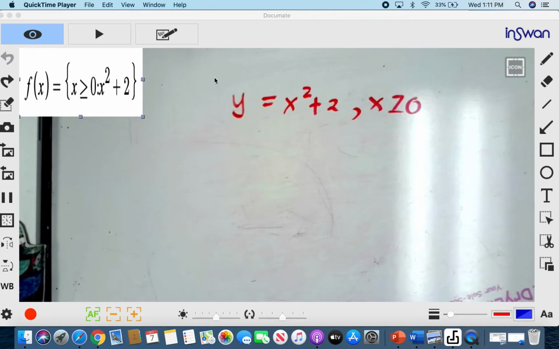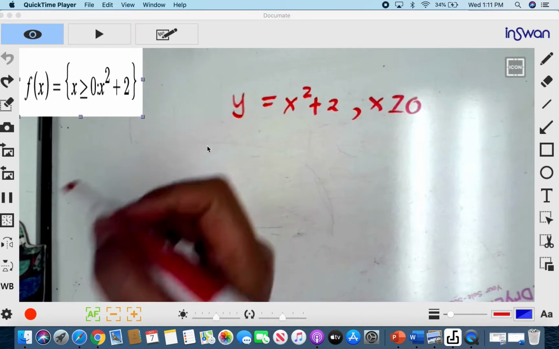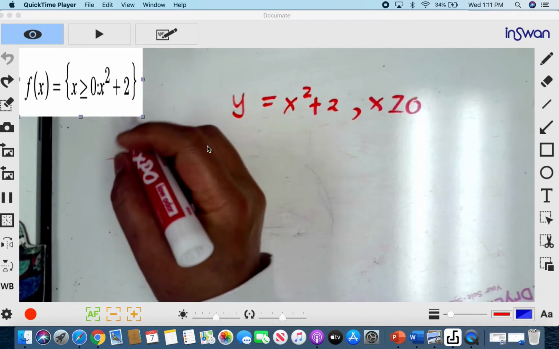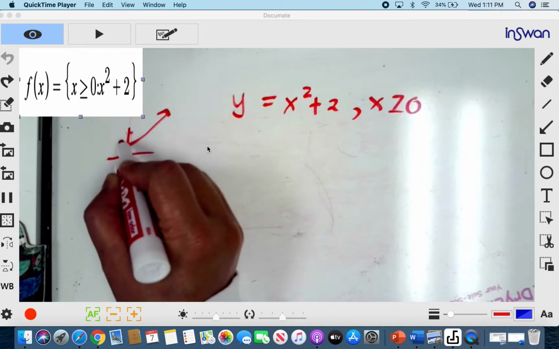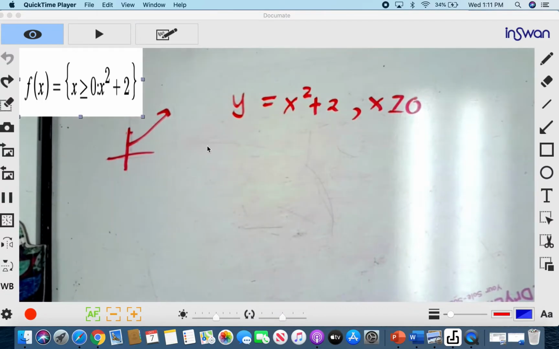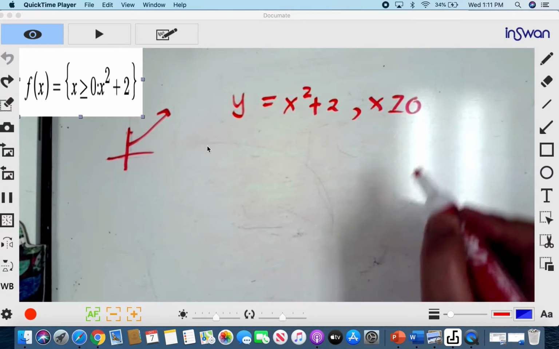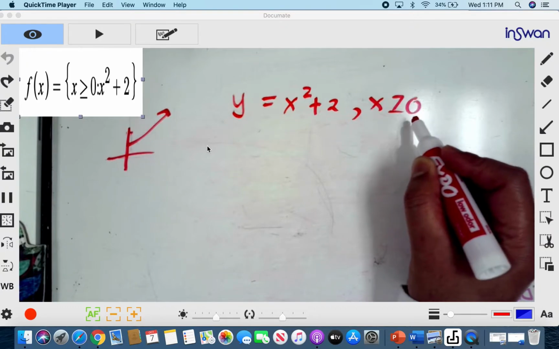The second version of the function, and I would like to find the domain and range of this given function and its inverse. Okay, so this is restricted to the value of x that's greater than or equal to 0. It means that if you're going to visualize the graph of this, it starts from 2, and it's going to be like that because it's not possible for x to be negative, because x is greater than or equal to 0.